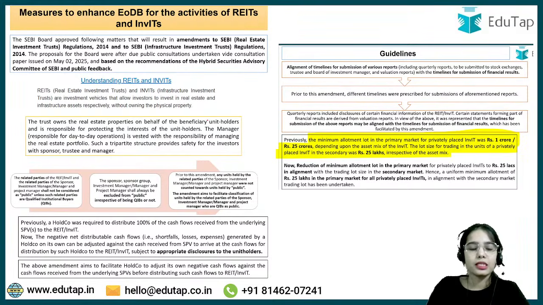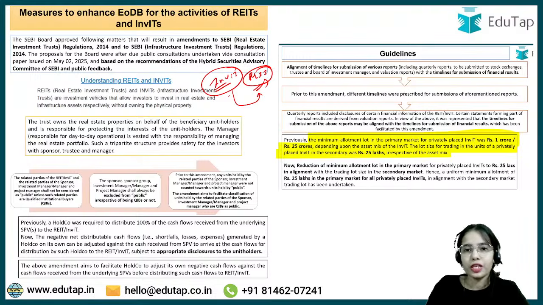So we had discussed the InvITs and REITs: the InvIT, Infrastructure Investment Trust, and the REIT, Real Estate Investment Trust. There are updates that SEBI has brought for the Infrastructure Investment Trust and the Real Estate Investment Trust, so that there are easier guidelines they can follow and they can expand more.